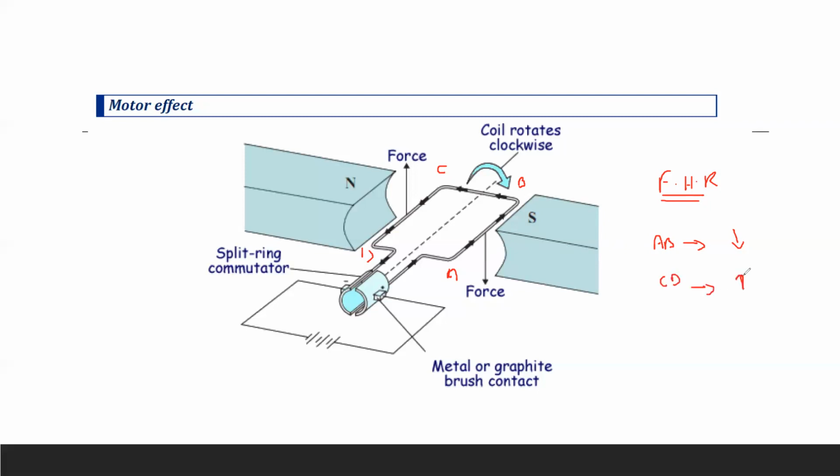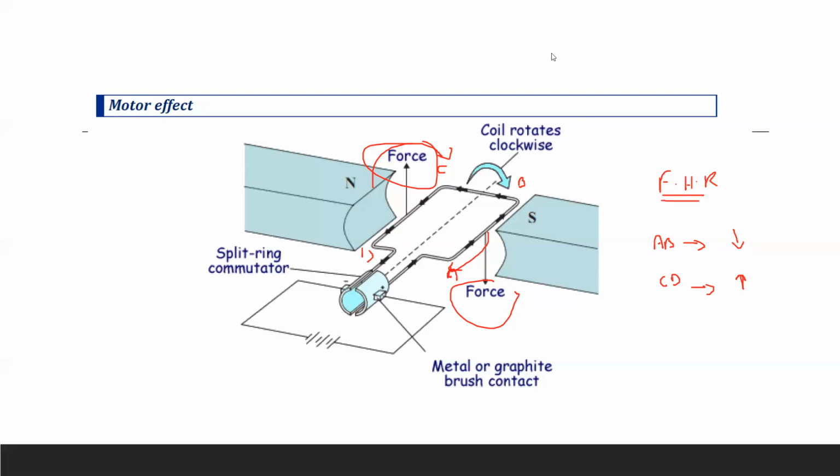So it creates a moment, a turning effect, because on one side there is a downward force and on the other side an upward force. So what does it cause? It causes a turning effect or rotation. The current can also cause a turning effect or produce a moment if the two forces are acting in opposite directions and acting away from the pivot.